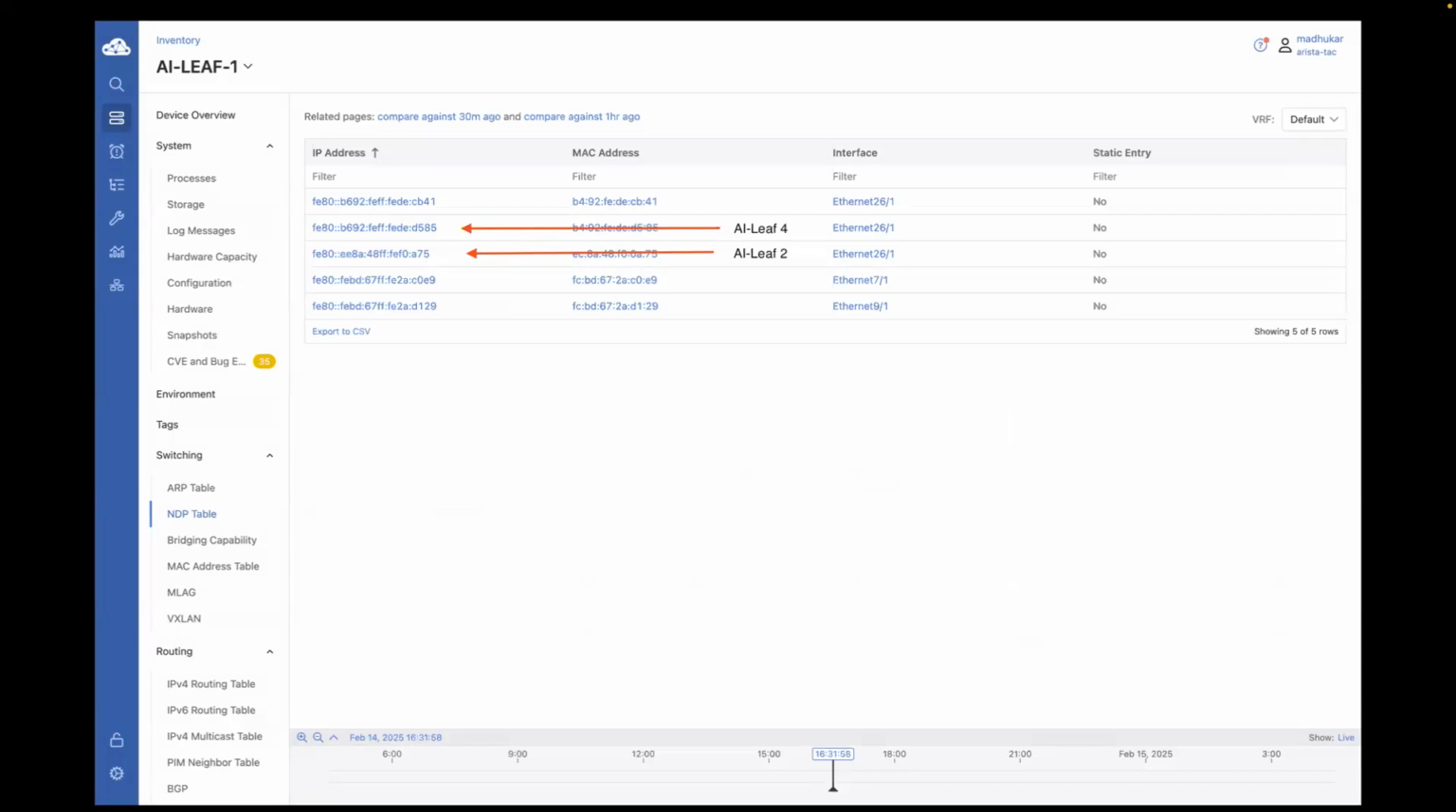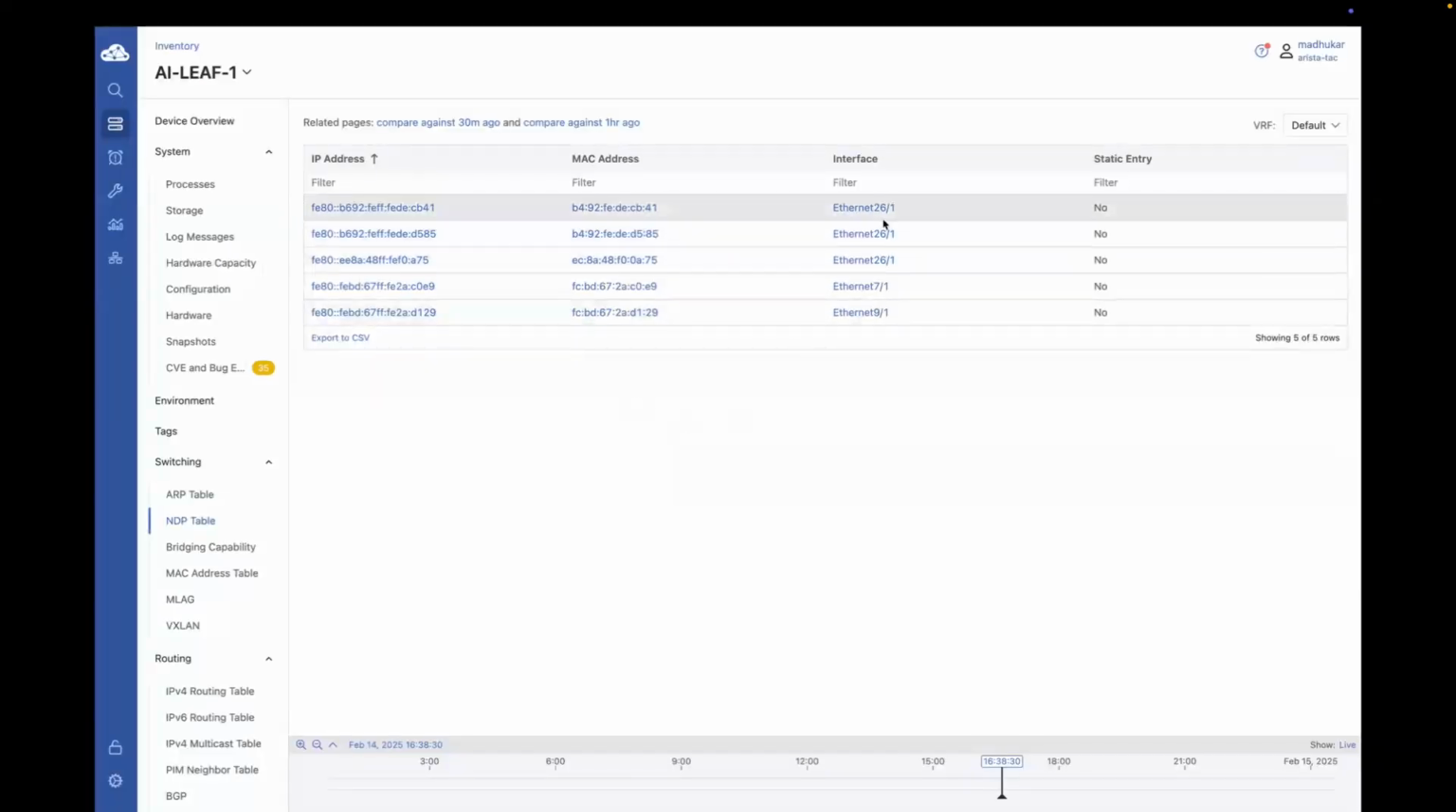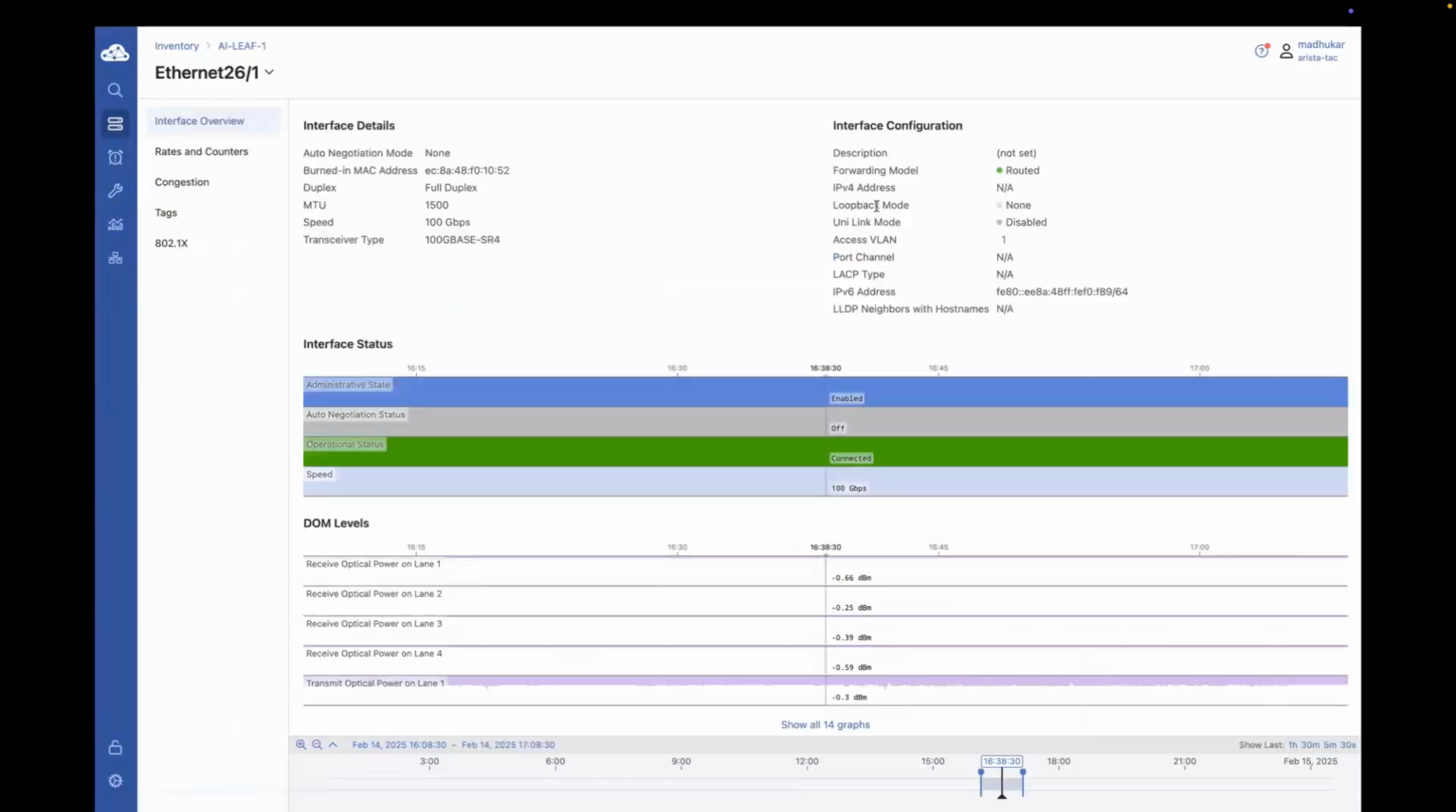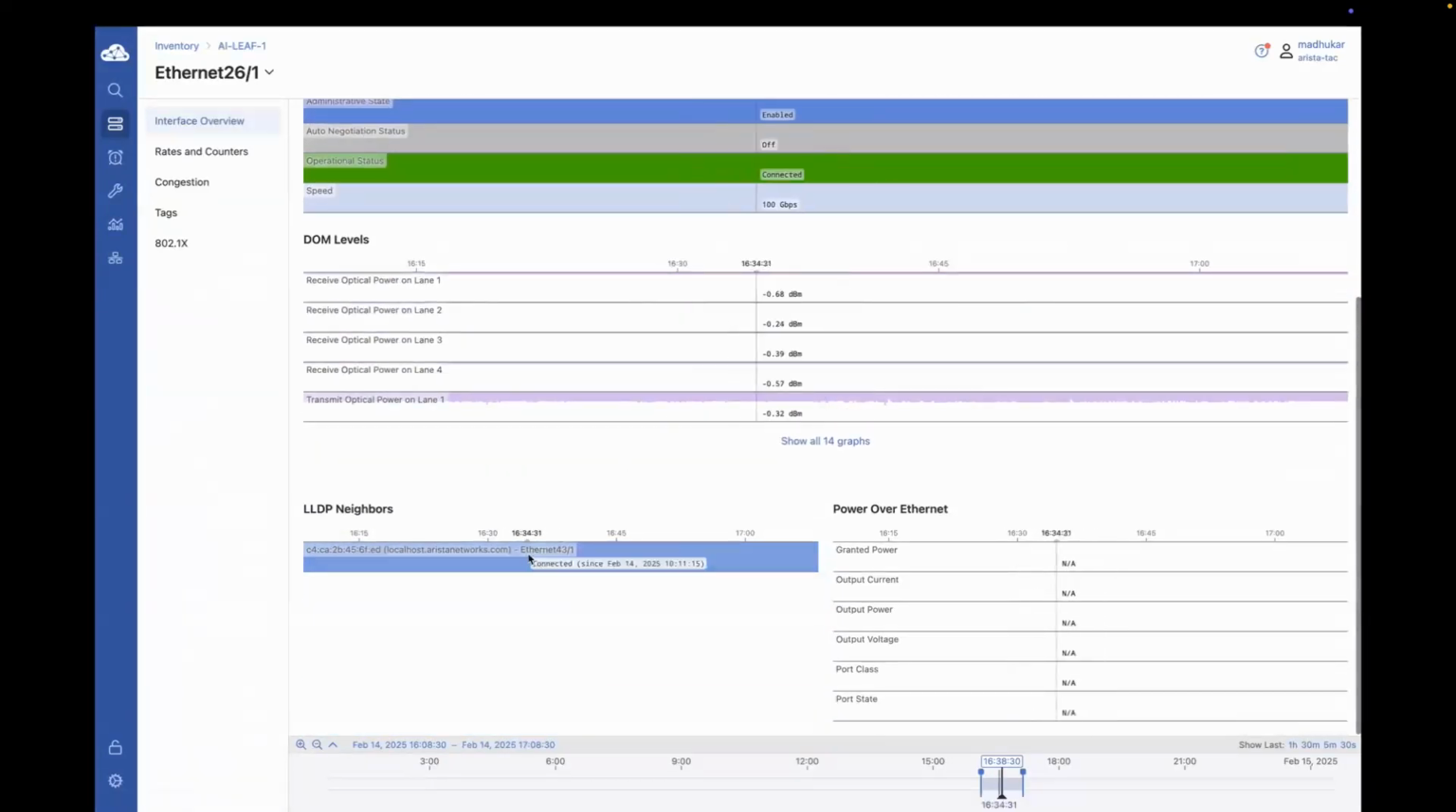And since there are no direct connections between the leaves in general, we need to figure out what's connected to this ET26/1, since we can only learn about these IPs if they're a part of the same segment. So we're going to check for the details on ET26/1, and let's click on that. And let's check the interface details and the LLDP neighbors.